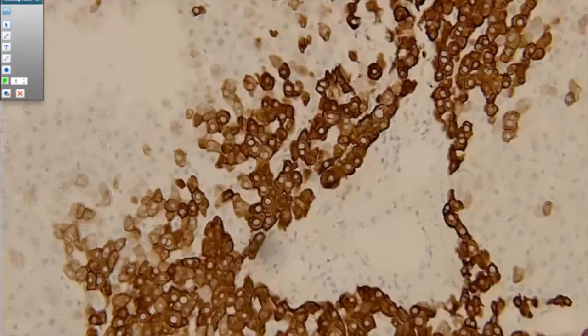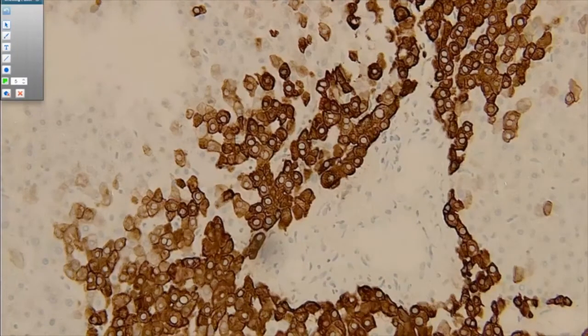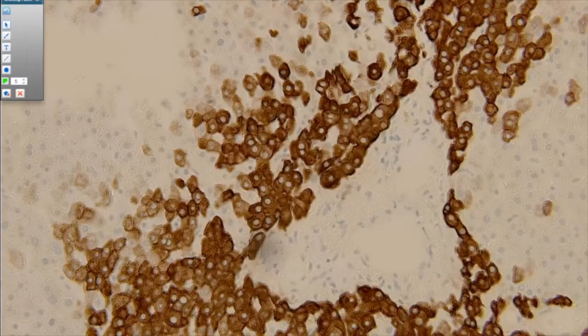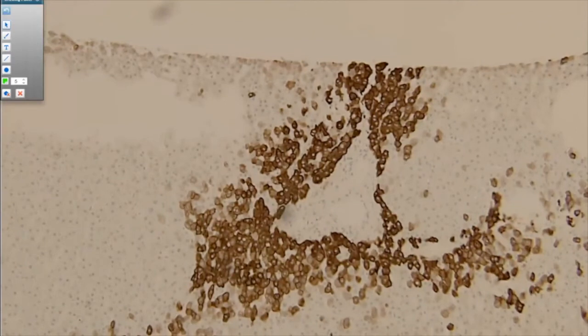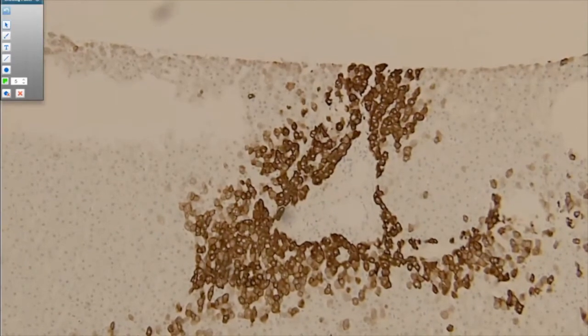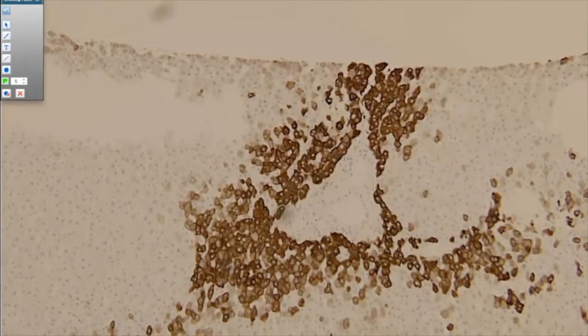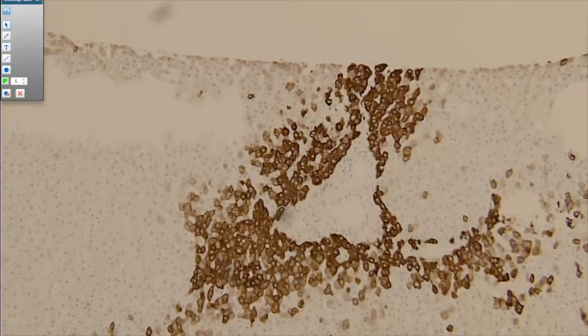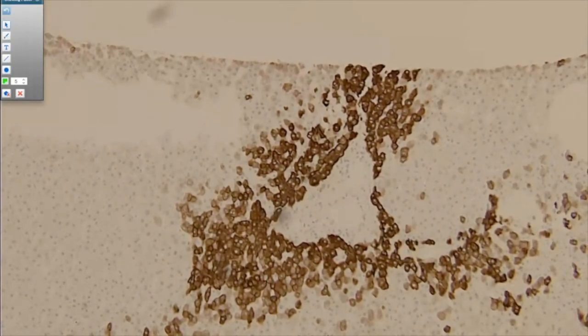For example, this is a portal triad, and you don't see any bile duct at all. And these hepatocytes are normally negative for CK7, but here they become positive. These hepatocytes are called intermediate hepatocytes. So hepatocytes gain biliary character, which is indicative of a cholestatic condition. If we can see aberrant expression of CK7 in hepatocytes, it's indicative of chronic cholestasis.